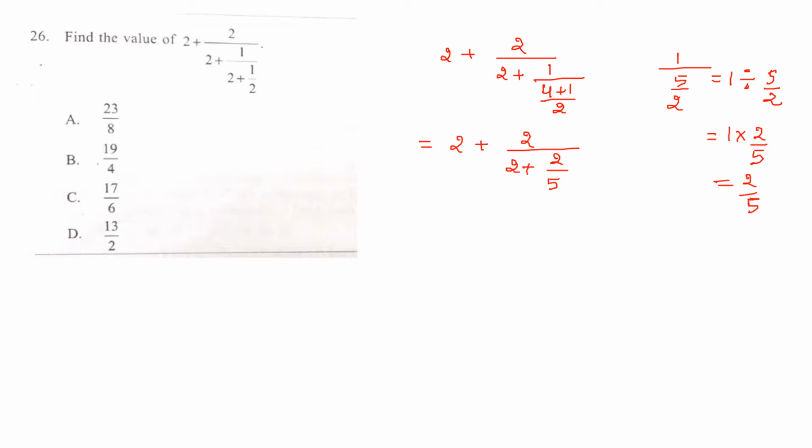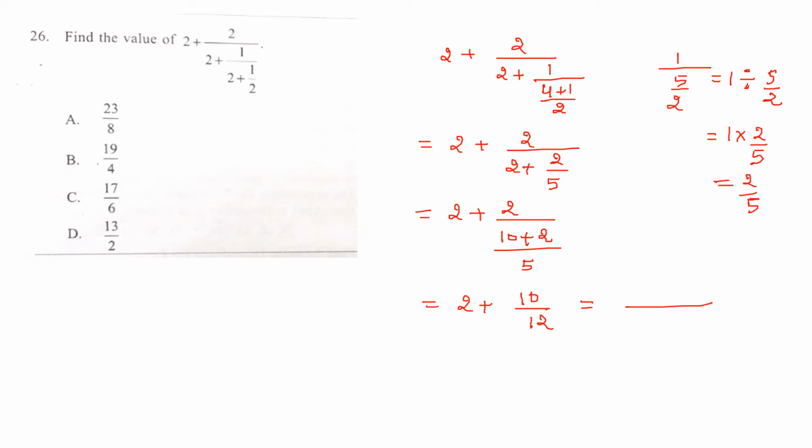That's why I have written here 2 by 5. Now in the next step, again you have to take the LCM. So here LCM will be 5. So 5 2s are 10, 10 plus 2. So now next time you are going to get 2 plus, now this 5 will come in the numerator and will get multiplied. So it will become 2 5s are 10 by 12.